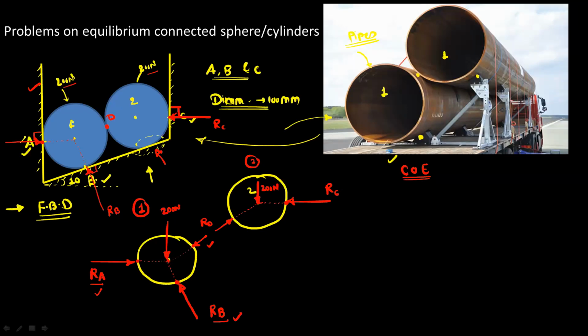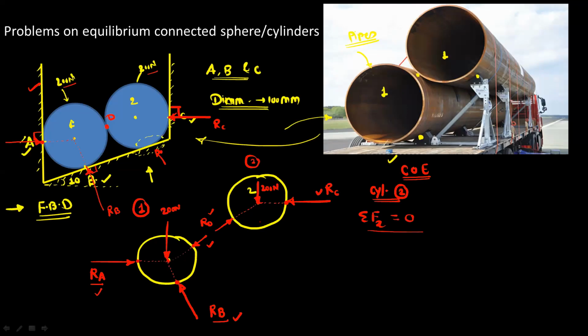In cylinder 2, we have only two unknowns: reaction Rd and reaction Rc. So by using summation Fx and summation Fy, we can find reaction Rd and reaction Rc. So first, apply the conditions of equilibrium to cylinder 2. For cylinder 2, summation Fx is equal to 0. This is the first condition.